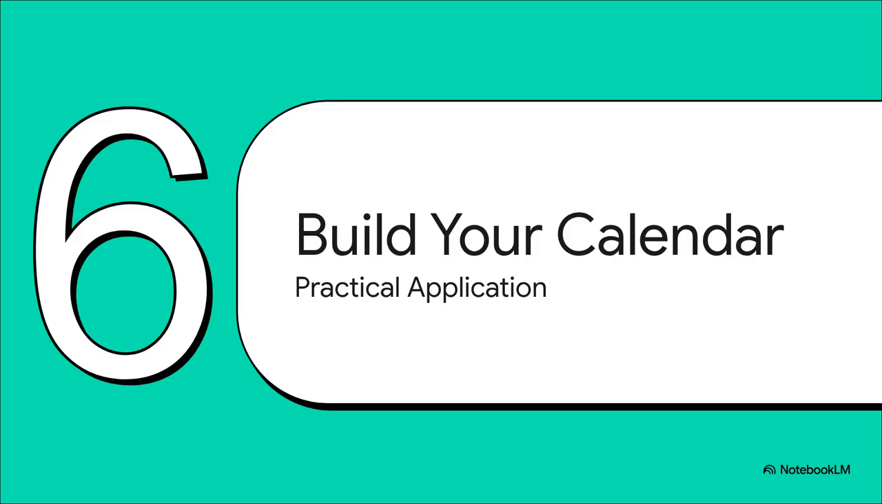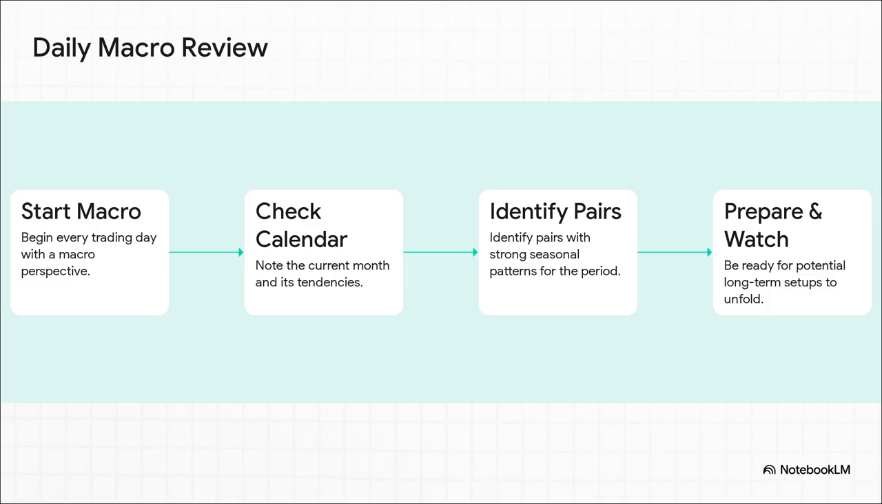Okay, this all leads to a very practical application: creating your very own seasonal calendar. This is what transforms seasonal analysis from just an interesting idea into a core part of your daily routine. ICT recommends starting every single trading day with a macro review just like this. Look at your calendar. What month is it? Which pairs historically have strong tendencies right now? You can write this stuff down ahead of time.